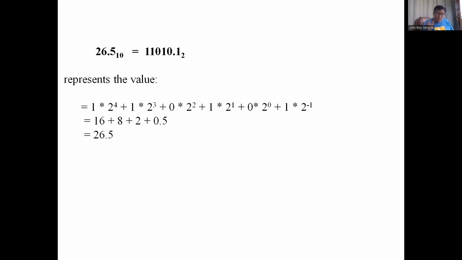2 to the negative 1. Why 2 to the negative 1? Because it's after the binary point. So it's 2 to the negative 1 now. The next is 2 to the negative 2. So here, 2 to the 0, 2 to the 1, 2 squared, 2 cubed.